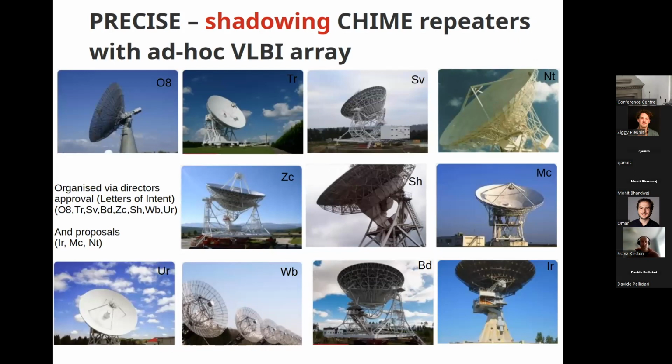We just thought, okay, they're bright. We have a lot of time, they're circumpolar. And so we contacted all the different EVN directors and just said, look, we have this idea. Can we schedule observations and monitor the repeaters? Because this is how we started.